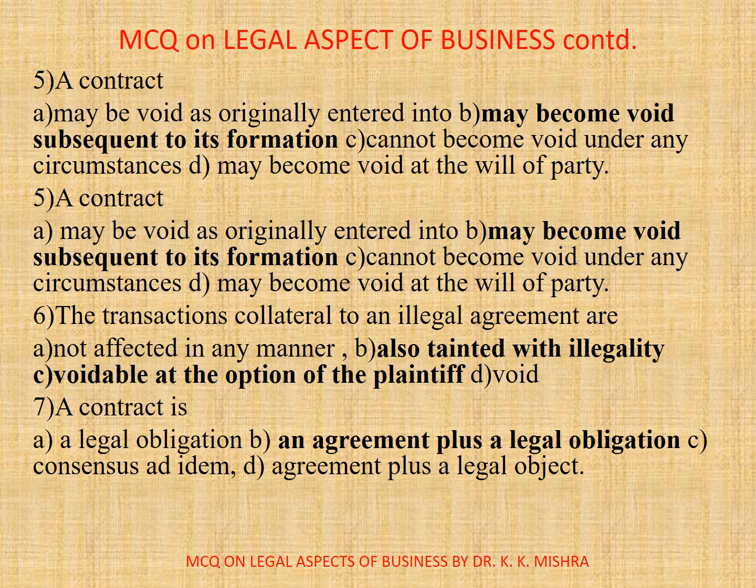Question number 7. A contract is, options are A, a legal obligation, B, an agreement plus a legal obligation, C, consensus ad idem, D, agreement plus a legal object. Correct option is B, an agreement plus a legal obligation.